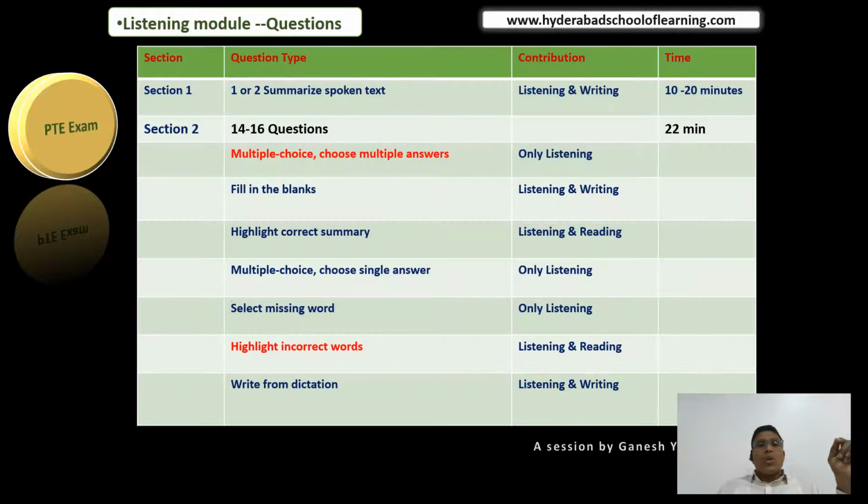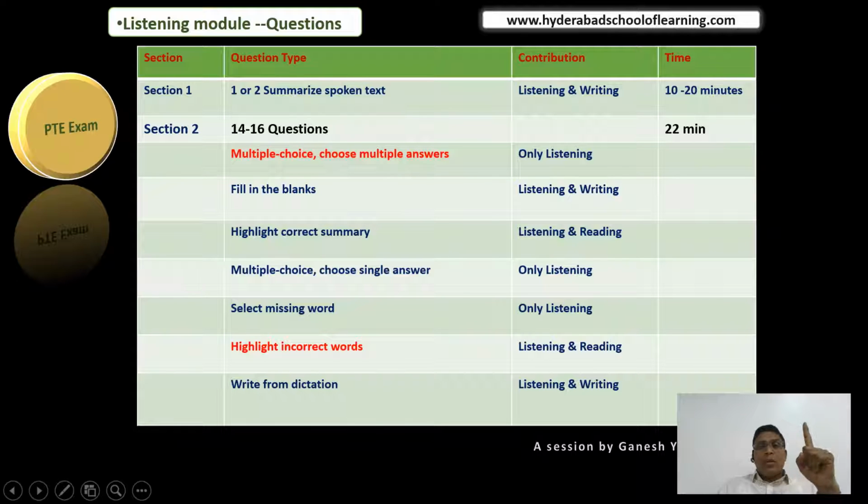And after reading module, we have listening module. In listening module, we have got 8 questions. And in the exam also, we get questions in this order. And these 8 questions are in 2 different sections. Section 1, we have got only one question, that is called summarize spoken text question, that contributes to listening and writing modules.